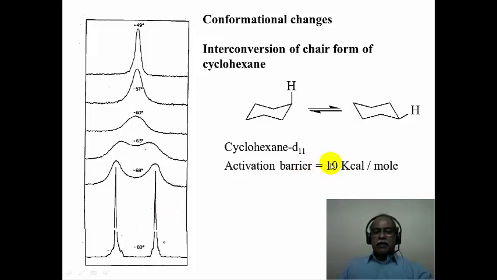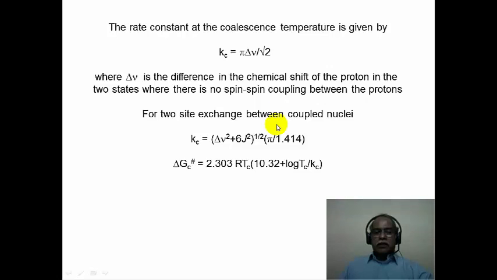In fact, in the cyclohexane case, the 10 kilocalories per mole activation barrier is probably the most precise value that has ever been determined using a spectroscopic technique for such conformational dynamic processes.